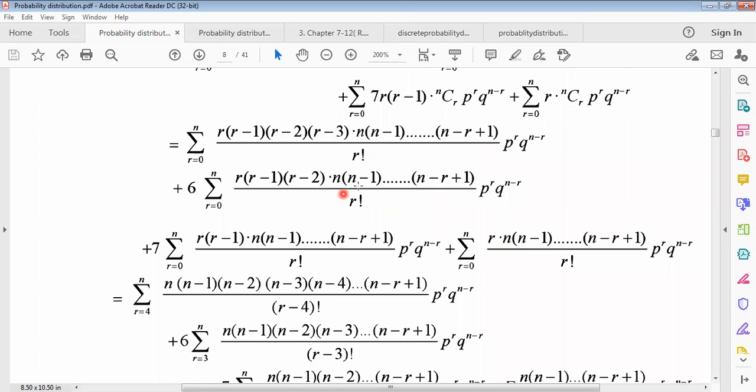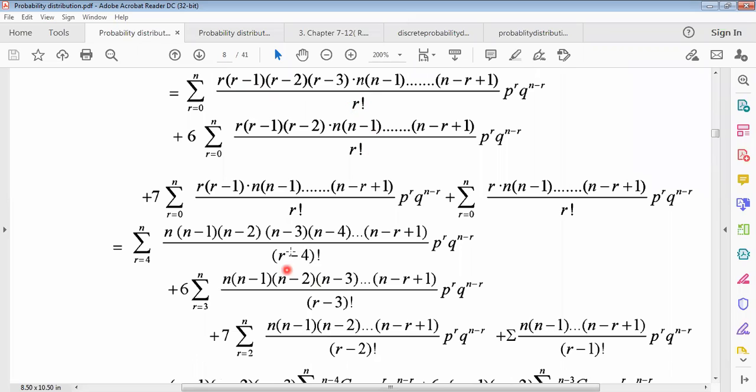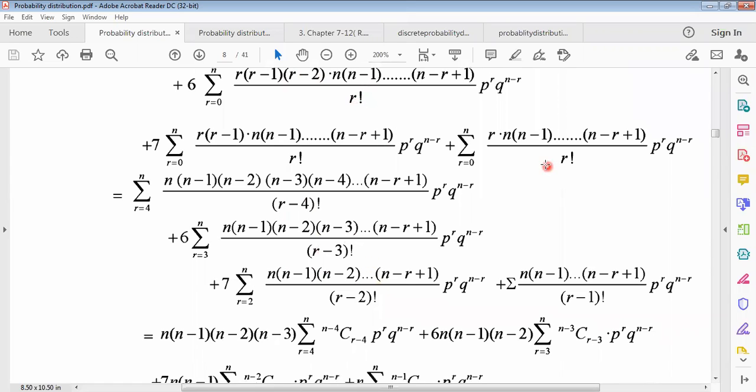Now for the first term, the r factorial, r into r minus 1, r minus 2, r minus 3 will be cancelled, and it will become r minus 4 factorial. For the second term, r into r minus 1, r minus 2 will be cancelled, so it will become r minus 3 factorial. The third term, r and r minus 1 will be cancelled, so it will become r minus 2 factorial. And for the fourth term, cutting this r, it will become r minus 1 factorial.